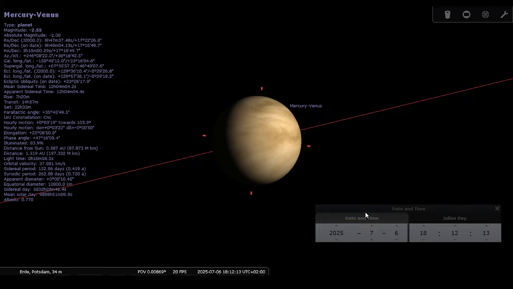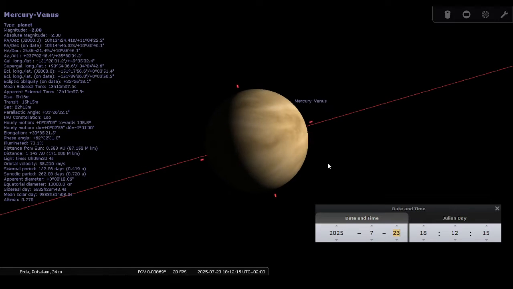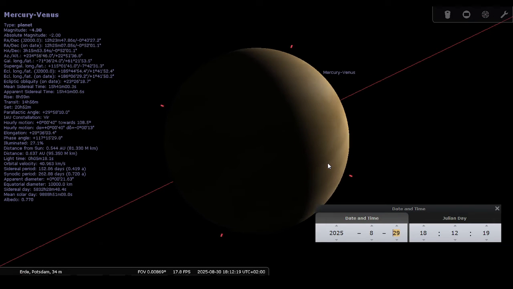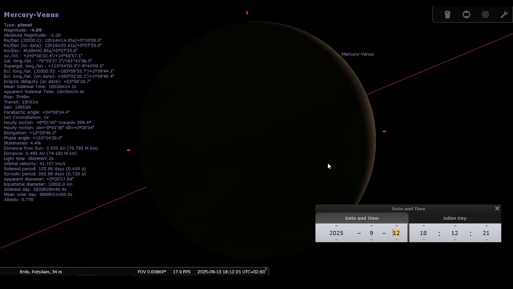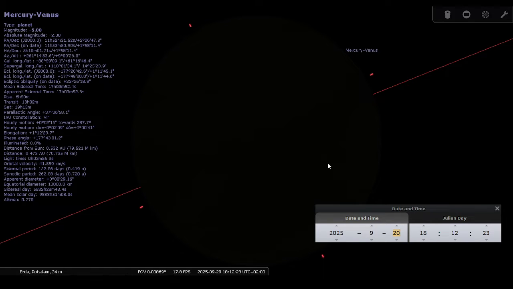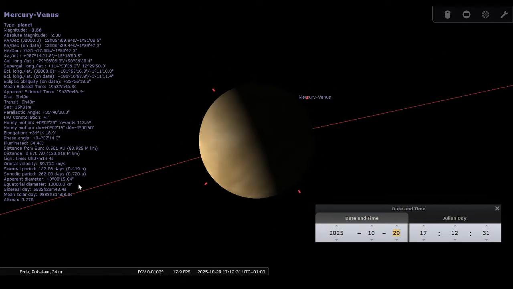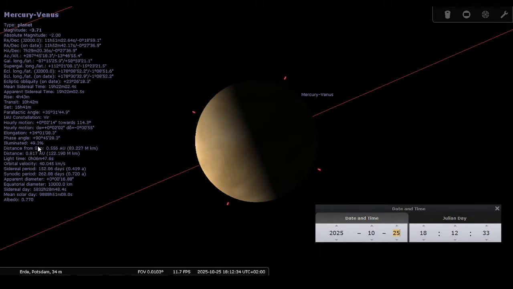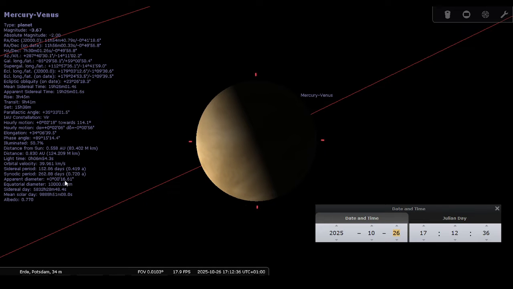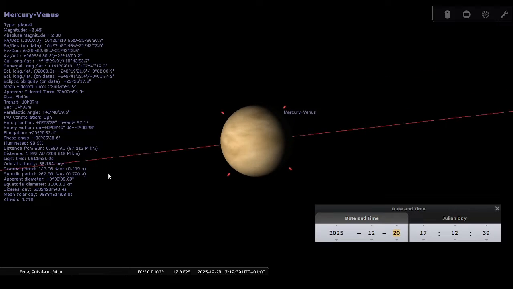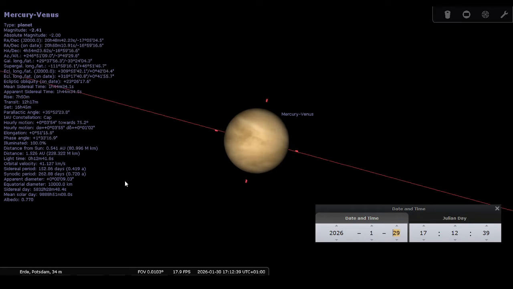But it's interesting to see the phases changing and also the apparent diameter. It's the same effect as you can also observe at Venus. The maximum here is about 29 arc seconds, and then it's going down again, and at 50% illumination, about here, you have 16 arc seconds of apparent diameter. It's getting smaller again.